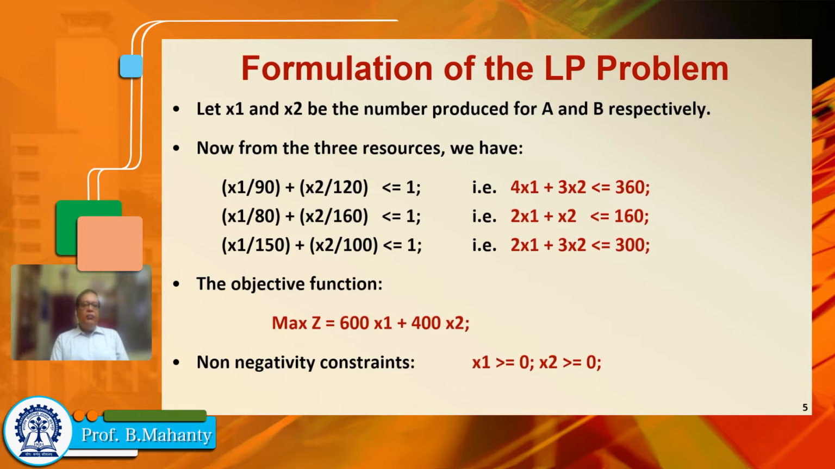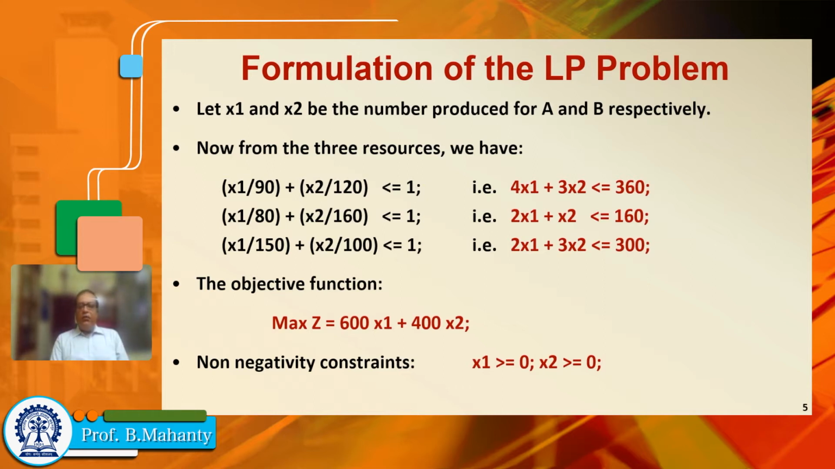X1 by 80 plus X2 by 160, that is from the second resource. And X1 by 150 plus X2 by 100, that is from the third resource. All are less than or equal to 1. So in order to simplify, let us multiply by 360 on both sides. Then we get 4x1 plus 3x2 less than or equal to 360.